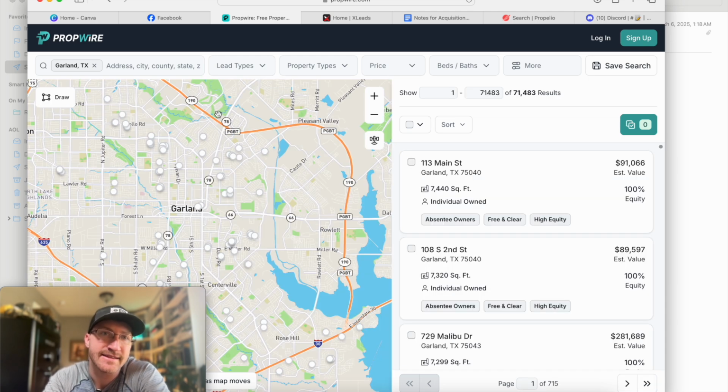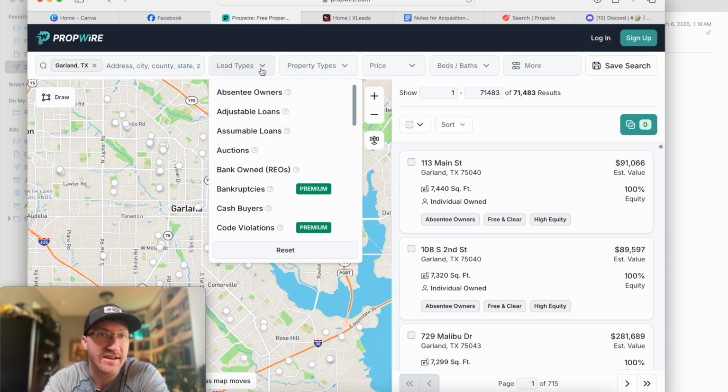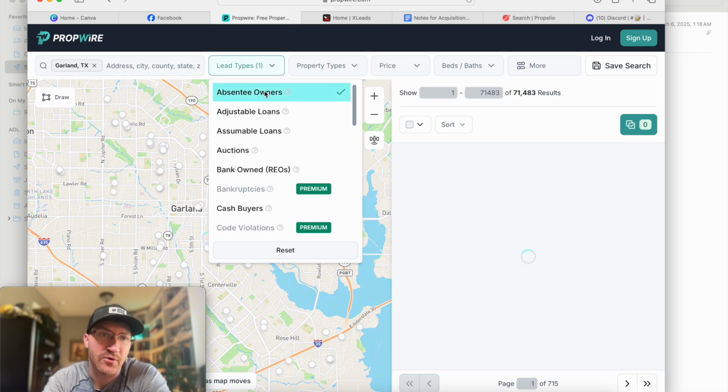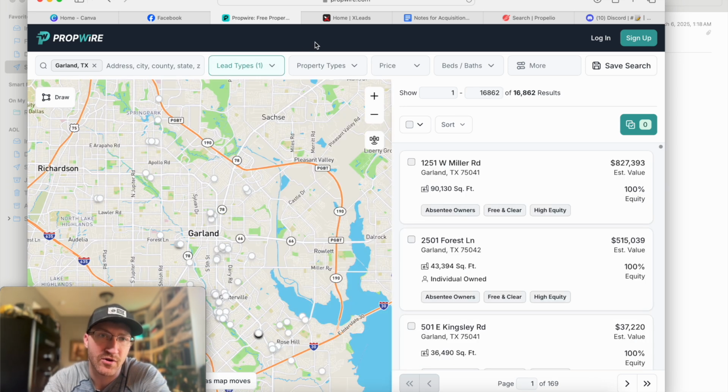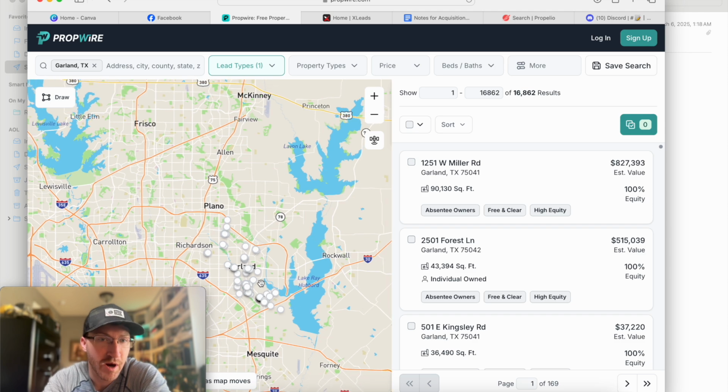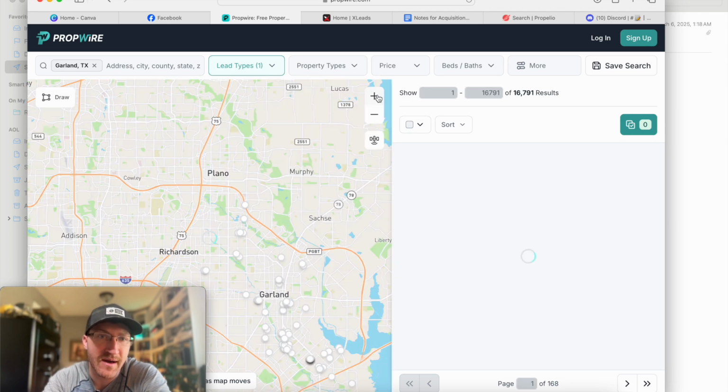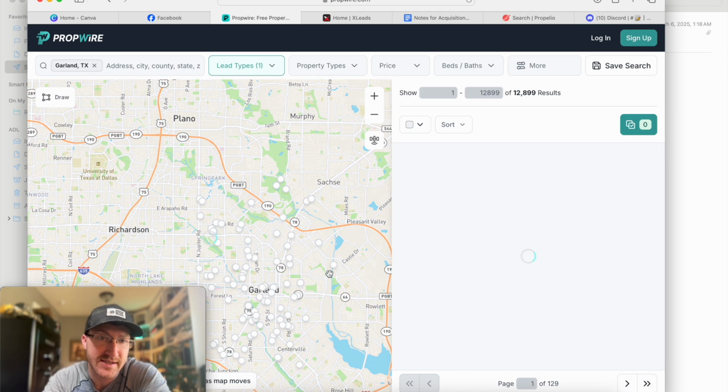When we type in Garland, Texas here, it's going to bring us to the city of Garland. And then at the top, you can click on something called lead types. Now, lead types are types of homes that fit certain categories where you might be able to find good deals on homes. These are off-market properties, by the way. You can go and look at absentee owner homes. A lot of absentee owner homes might be corporation-owned homes or rental properties. And so these might be people that would be willing to sell their houses at discounted prices.